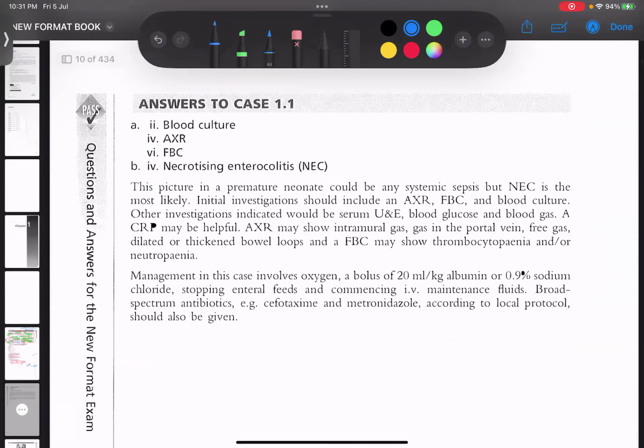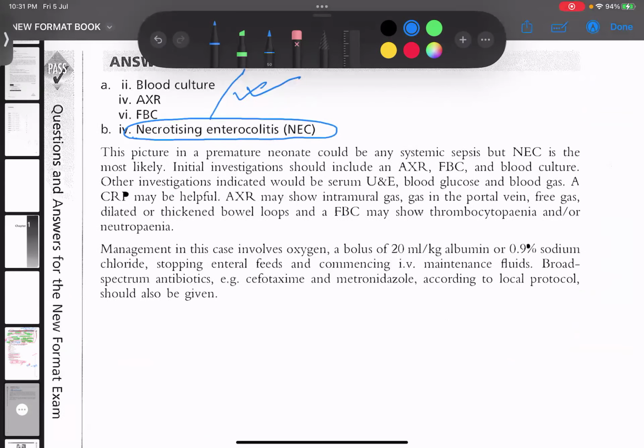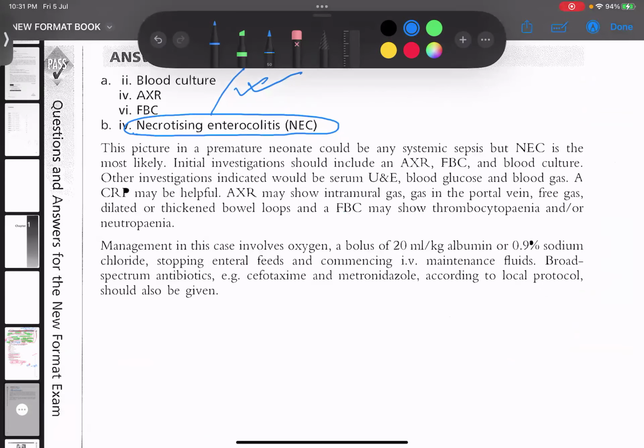So the answer said this is a case of necrotizing enterocolitis, and nearly they selected all the options. And the explanation here is actually very short and good. This picture is a premature neonate, could be of any systemic sepsis, but NEC is the most likely initially, because of the history given. Initial investigation would include abdominal X-ray, FBC, blood culture. Other investigation would need serum electrolyte, blood glucose, blood gas.